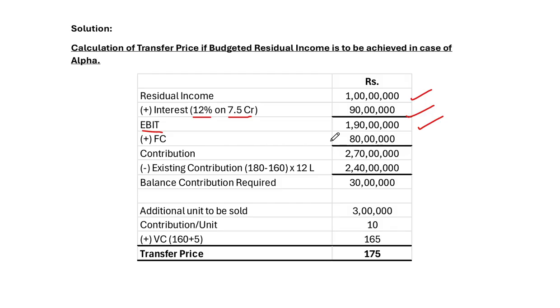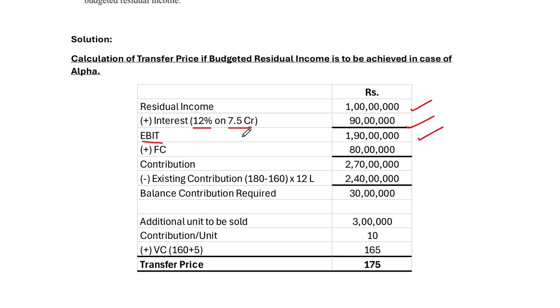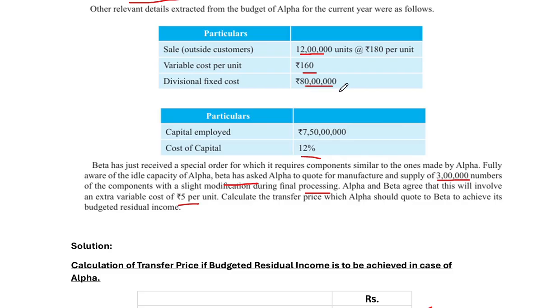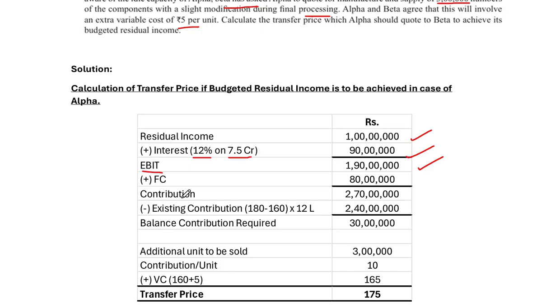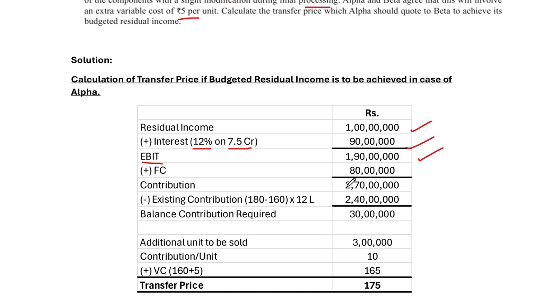Next step: to reach this EBIT, Alpha must cover its fixed cost also. In the question, it is given as 80 lakhs. Divisional fixed cost is 80 lakhs. We will add back the fixed cost to EBIT. So our required contribution will be 2 crore 70 lakhs.